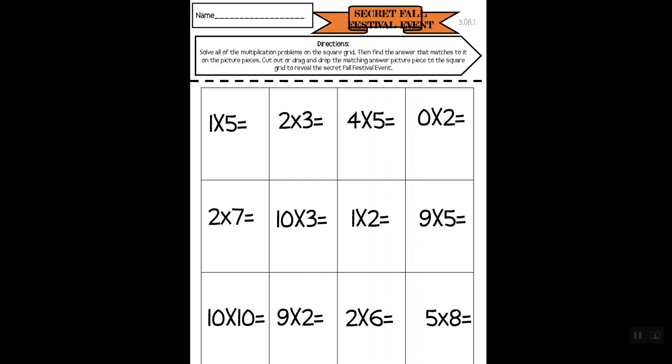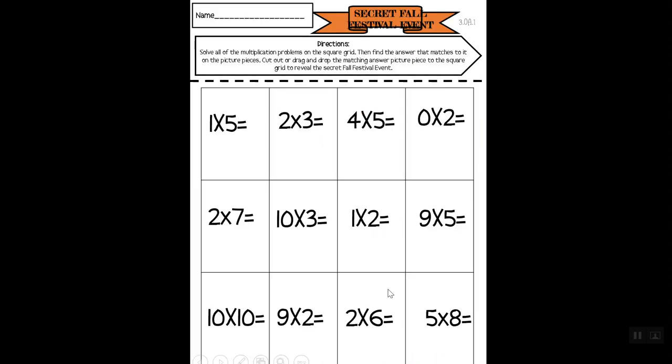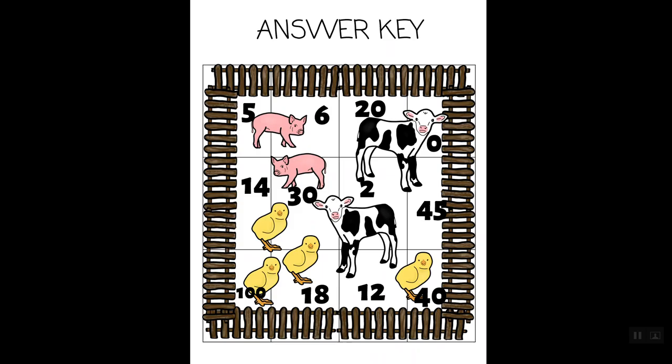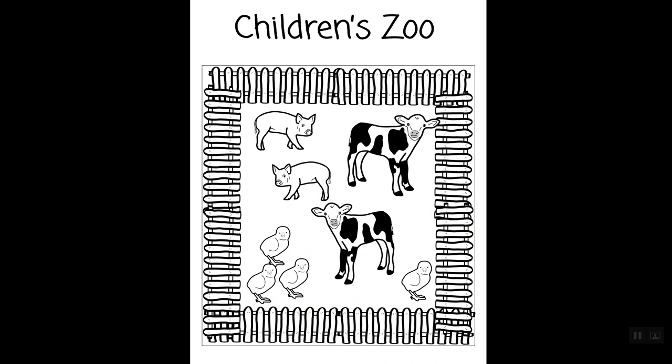So there are 12 different multiplication problems, and then the students are going to receive, if you were doing this in person, they can cut out these pieces either in color or black and white, and they're going to cut them out and glue them or paste them to the squares to reveal the secret fall festival event, which is a children's zoo. This is also digital, so it's going to be drag and drop into the places, and I'll show you that in a second. Answer key included. There's also, if you want to just have like a coloring sheet for them, they can utilize that.